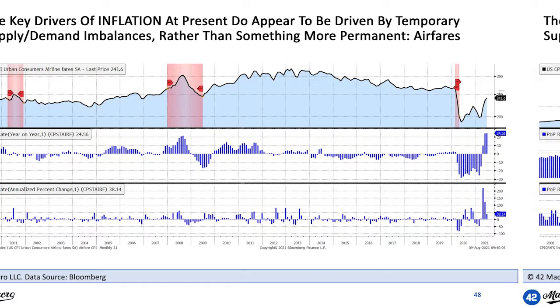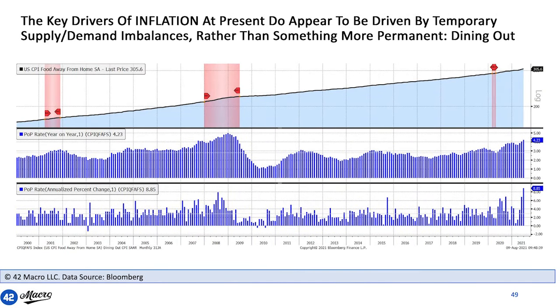On slide 49, looking at dining out. So again, still accelerating obviously on a year-over-year basis and on a month-on-month annualized basis as well. That latter number is 8% on a month-on-month annualized basis. So again, a lot of the stuff that's driving inflation right now is really just associated with supply-demand imbalances associated with reopening. A lot of you can envision an economy with a lot more labor supply once we roll off the enhanced federal unemployment insurance, and once more people get vaccinated.